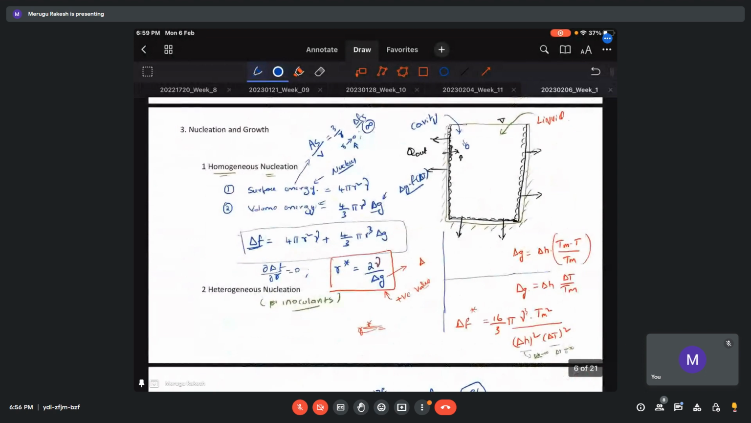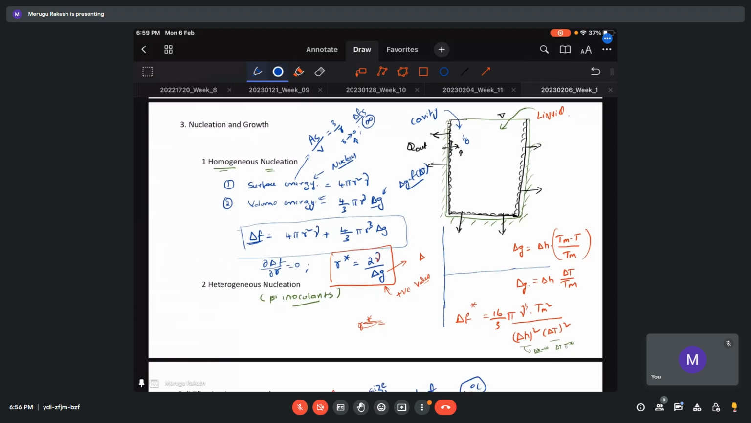In homogeneous nucleation, there is an equal probability for the formation of nuclei. But in heterogeneous nucleation, we have foreign particles. It can be anything, it can be a surface also. Even the surface of the mold acts as an aid for nucleation. The probability of formation on the surface and inside the liquid is different, so it is heterogeneous nucleation.